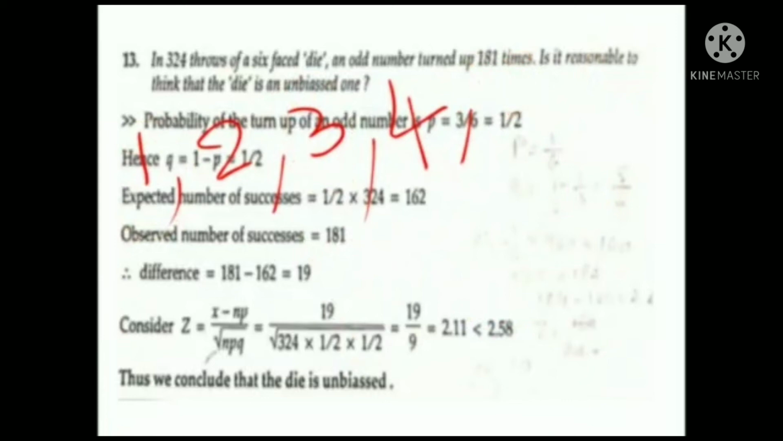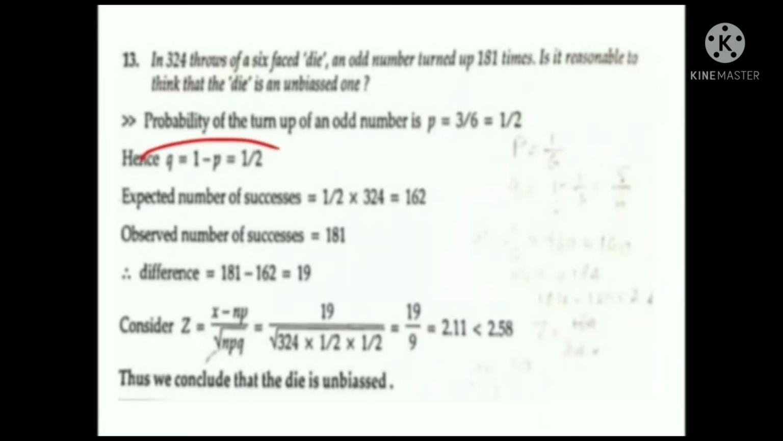That means we get an even number. The probability of getting an even is also 1 by 2. So equally distributed. Anyways, we know that Q is equal to 1 minus P, hence that is also equal to 1 by 2.